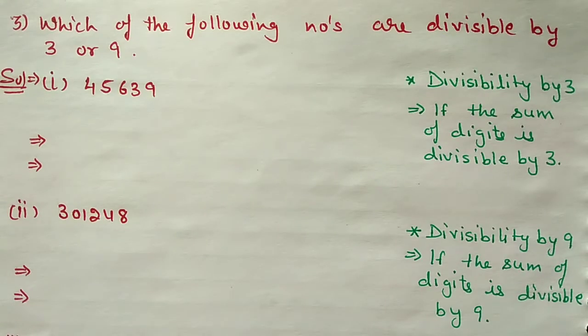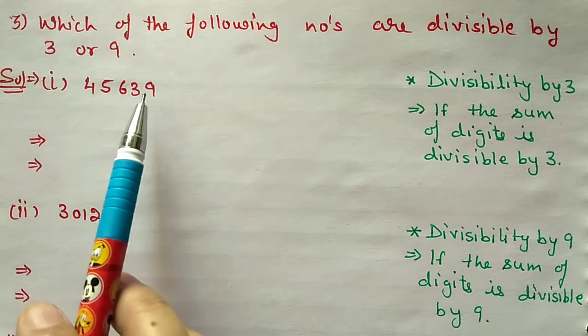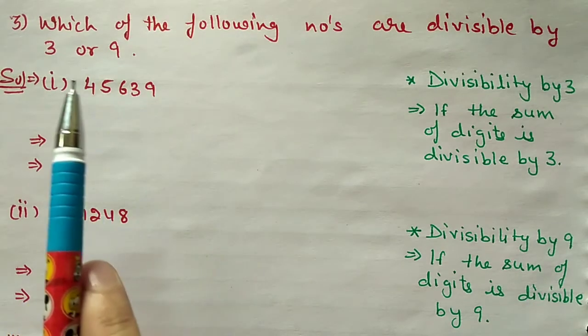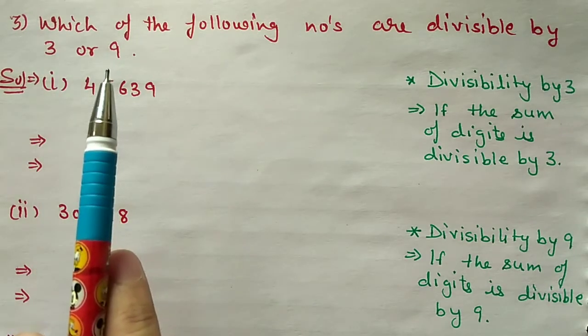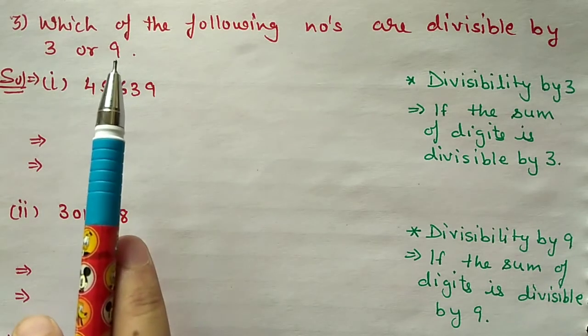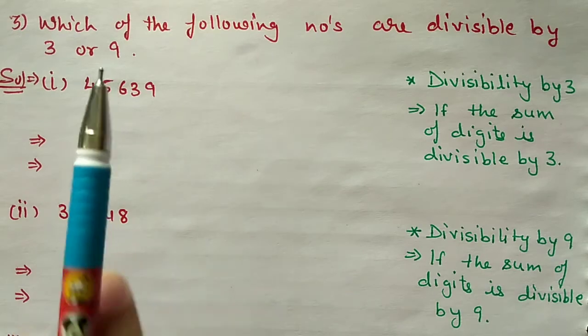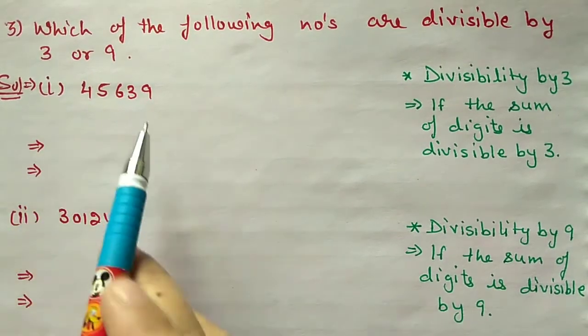Next, the third question we have: which of the following numbers are divisible by 3 or 9? For 3 and 9 we have the same rule. We have to add all the digits, and if the sum is divisible by 3 then it is divisible by 3, and if the sum is divisible by 9 then it is divisible by 9. So first we will add all the digits here.